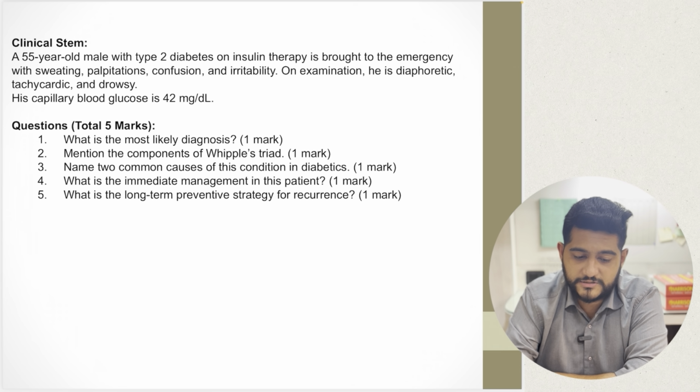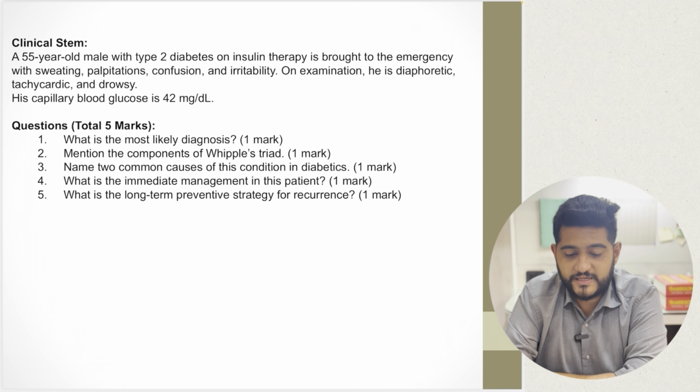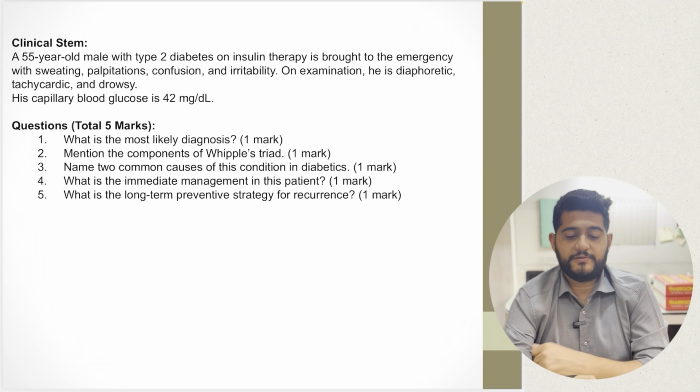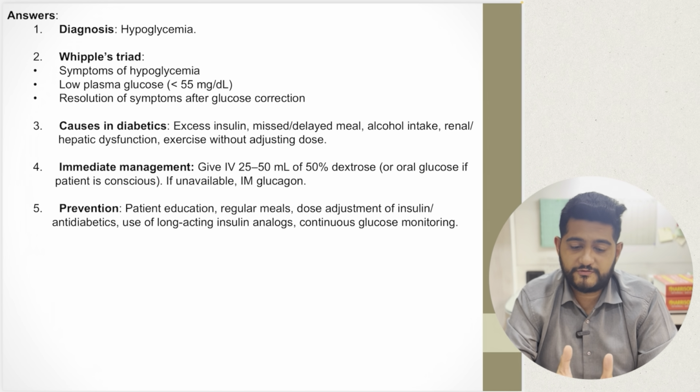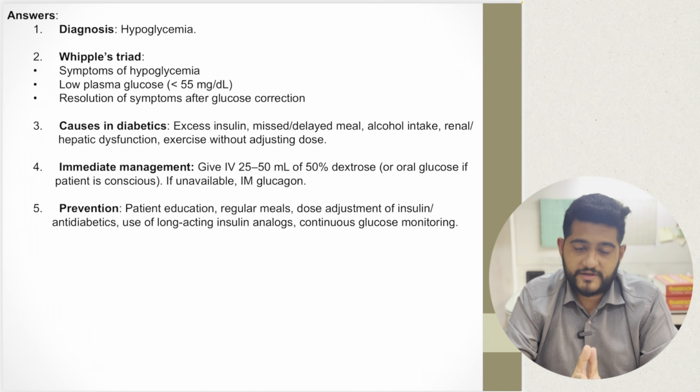So what is the most likely diagnosis? Components of Whipple's triad, 2 common causes of this condition in diabetics, immediate management in this patient, and what is the long-term preventive strategy for recurrence. So very easy question: less than 45, it's hypoglycemia, and the kind of history it is given, it's hypoglycemia. Whipple's triad: symptoms of hypoglycemia should be there, blood glucose should be less than 55, and resolution of symptoms should be there after glucose correction.